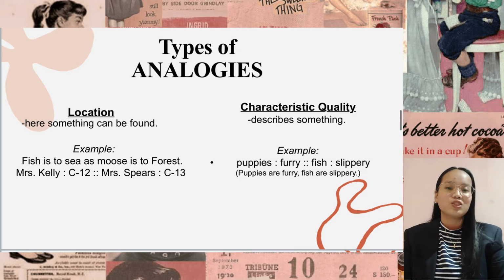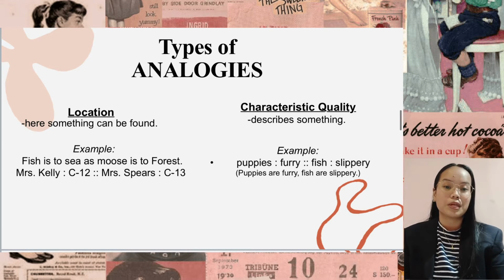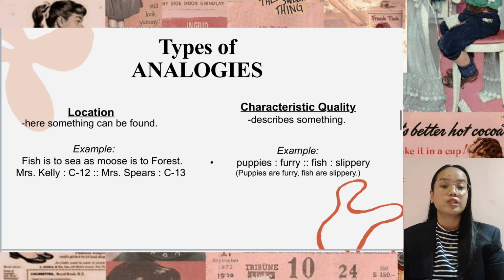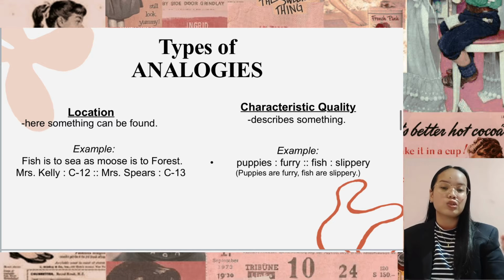Next type of analogy is characteristic quality. In this relation, it describes something, or these are the analogies that check for understanding about a certain characteristic. For example, puppies is to furry as fish is to slippery. One characteristic of puppies is being furry, and as we all know, fishes are slippery.